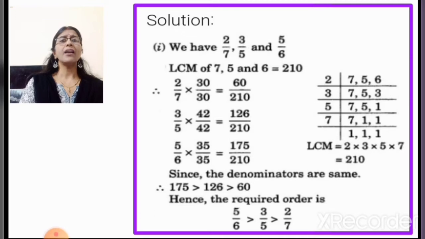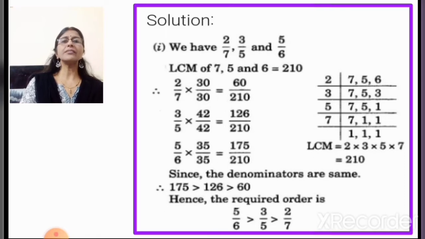Now you can see all these fractions, they have same denominators. The denominators are same. So they have become like fractions. Now only we will see the numerator. Now as you know, we have to arrange all these fractions in descending order, that means from big to small. So the bigger numerator is 175. So we'll write 175. It is larger than 126 and then it is bigger than 60. So you can see here 175 is written first and then 126 and then 60.